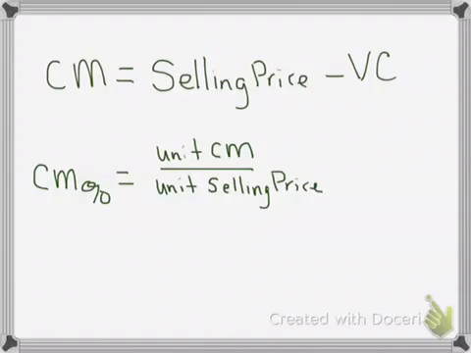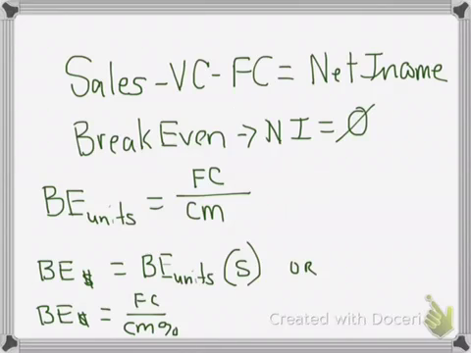Some of the equations that you have to know for this chapter: the contribution margin is going to be the selling price minus that variable cost. The contribution margin percentage is going to be that unit contribution margin divided by the unit selling price. So those are two of the equations that you will be looking at. Other equations for this chapter: the basic equation states that our sales minus our variable cost minus our fixed cost equals our net income.